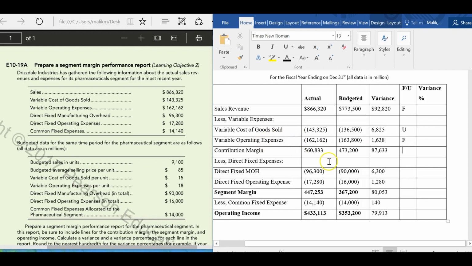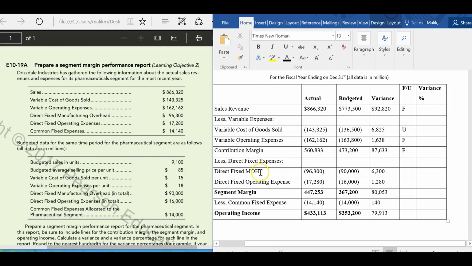Now let's check contribution margin. Remember, again, sales, contribution margin, segment margin, or operating income, or any type of items that increases your income, higher is better. If actual is higher, then it's better for you. So if you compare these two contribution margin numbers, you'll see the actual one is 560,833 and the budgeted one is 473,200. That means your actual contribution margin is higher, so we'll call it a favorable variance.